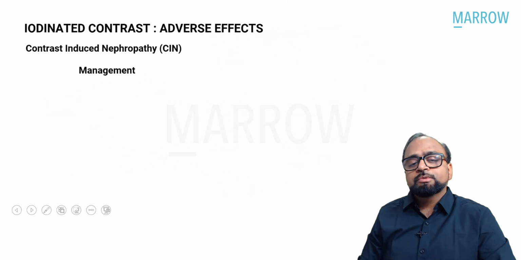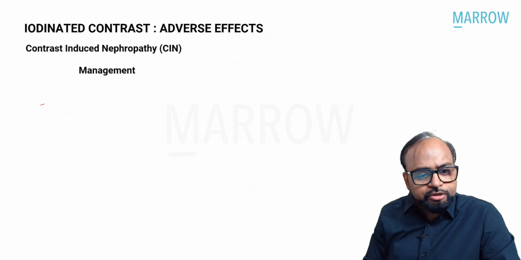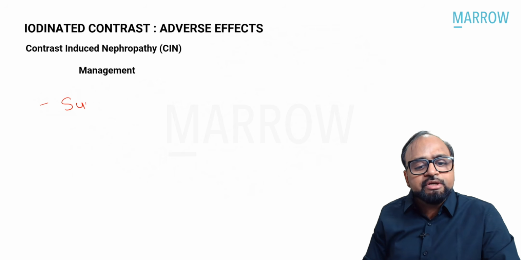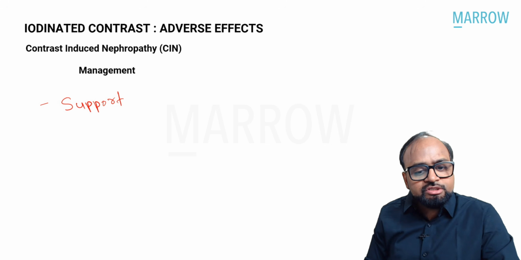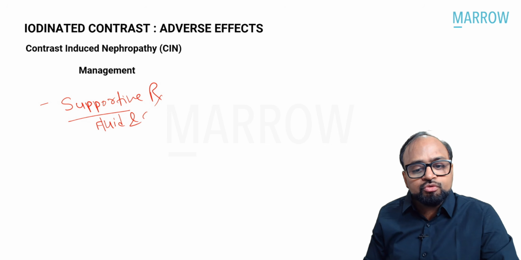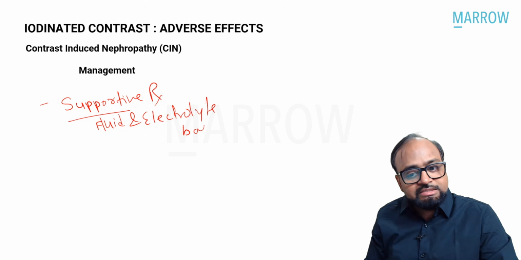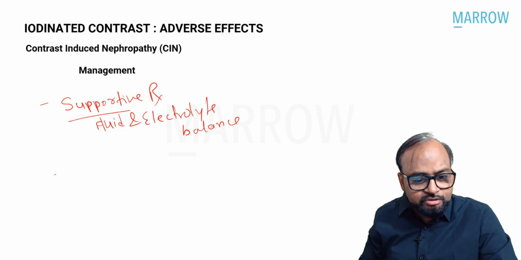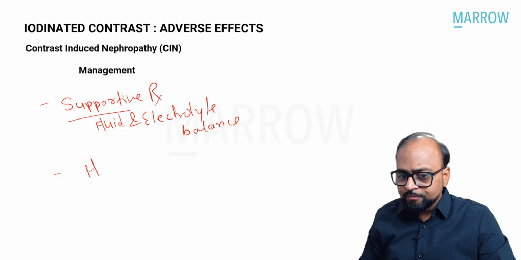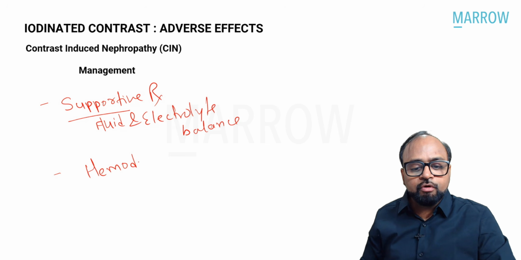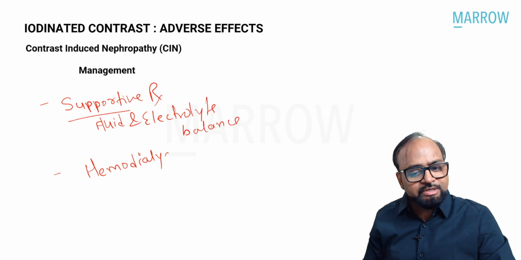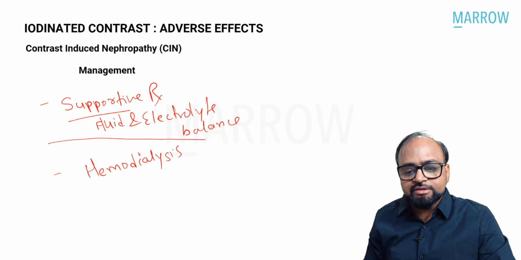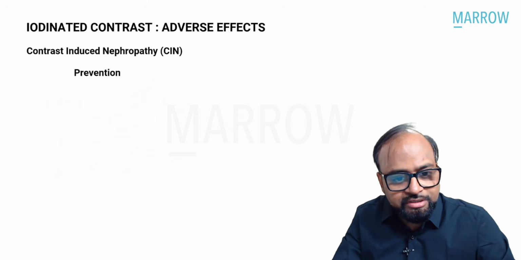Well, contrast induced nephropathy, remember, is a self-limiting disorder in most cases. All the treatment that is needed in most cases is just supportive treatment. Supportive for what? Supportive for fluid and electrolyte balance. So all you need to do is maintain the fluid and electrolyte balance. But sometimes if the renal dysfunction is severe, you may have to perform hemodialysis, but that is very rarely required. Most likely it is just supportive treatment which is needed.